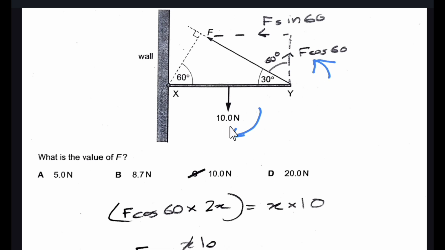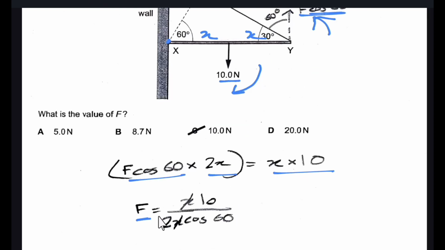The clockwise force is 10 and we take the total length as 2x, so half the length would be x. So 10 times x, from the center, is the clockwise moment. The anti-clockwise moment, since we are considering the vertical forces, uses the vertical component of F, which is F cos 60, and the total distance is 2x. After equating this, we get the force as 10 Newton, so option C is correct.